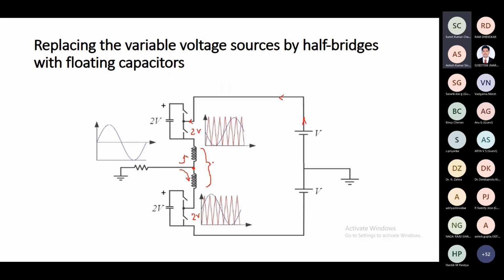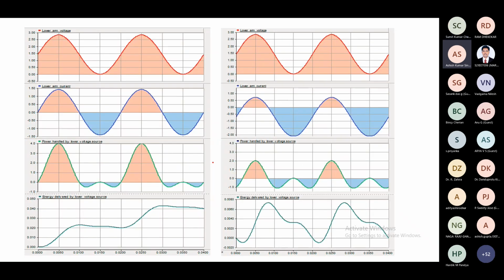Now, if we see what happens, as I have shown earlier, this is the lower arm voltage, and this is the lower arm current, which together are causing a discharging area up to this. This is the discharging area.